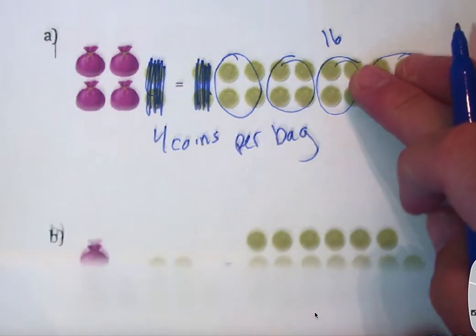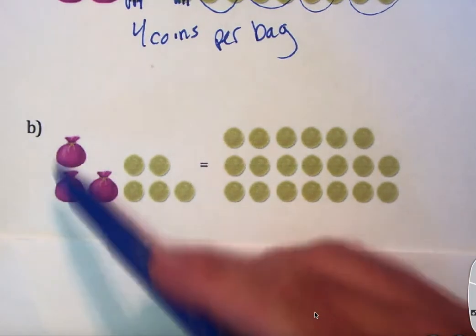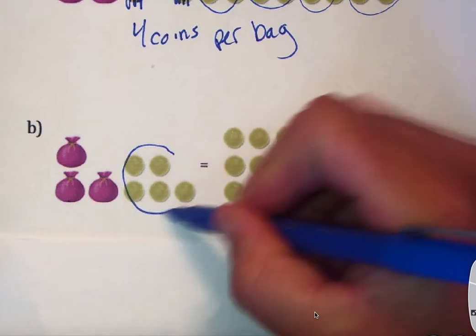Sweet. All right. Now we've got B. Same idea, just a different problem. We have 3 bags and 5 coins equals this one. So again, maybe we could just cancel this out.